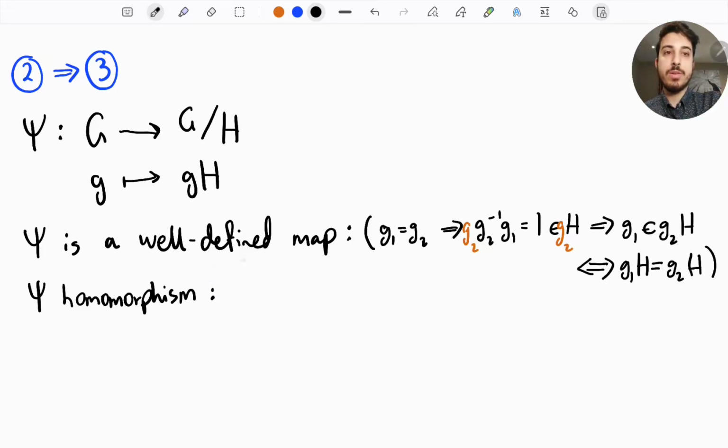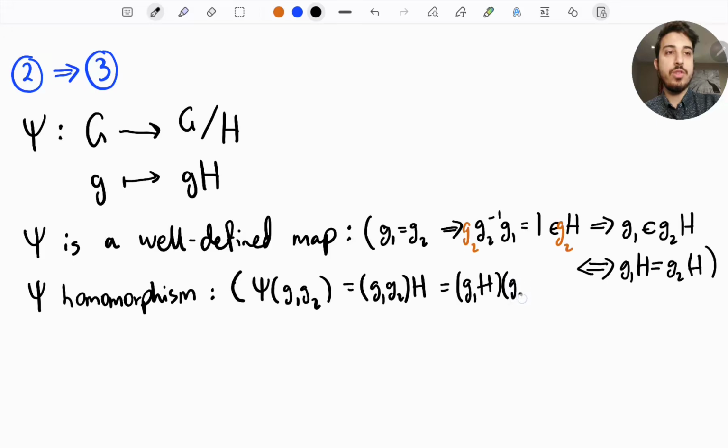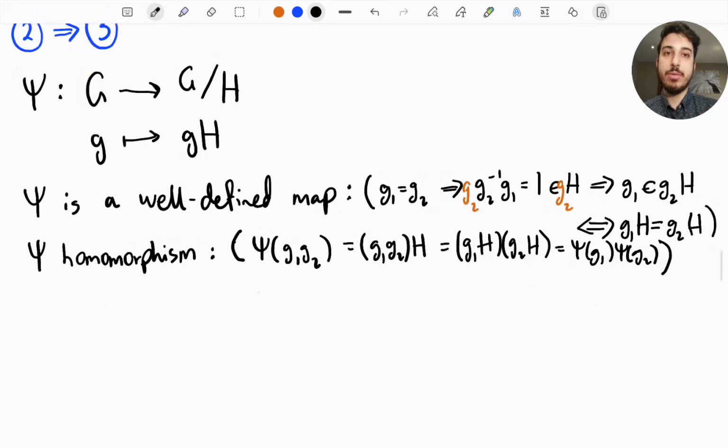It's a homomorphism because we have that psi of G1 G2 is by definition G1 G2 H, but using now the group operation of the quotient group G/H, we can say this is equal to G1H times G2H, but this is just equal to psi of G1 times psi of G2, thus proving that psi is indeed a homomorphism. The next step is to prove that psi is surjective, which makes it an epimorphism.